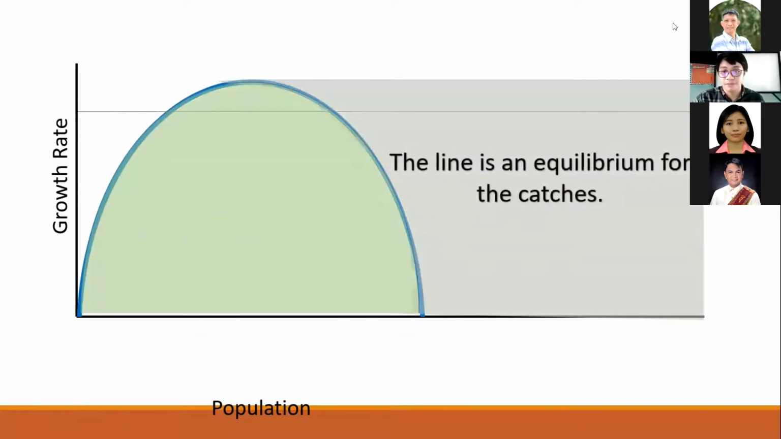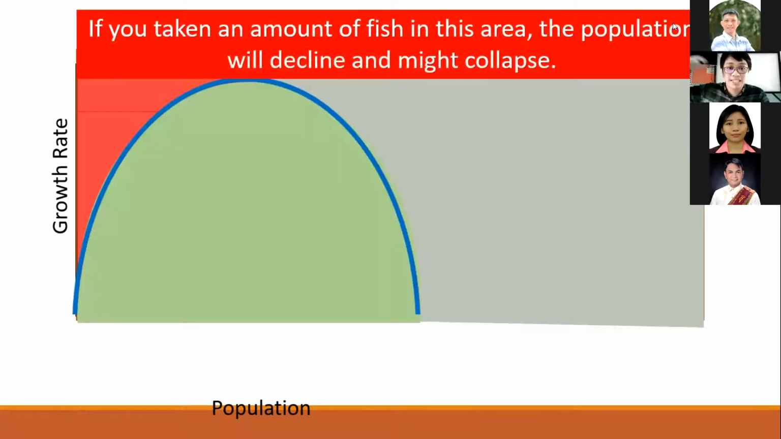That line represents the equilibrium of our catches. But if we exceed our catch on our line, if you take an amount of fish in this area, the population will decline and might collapse.